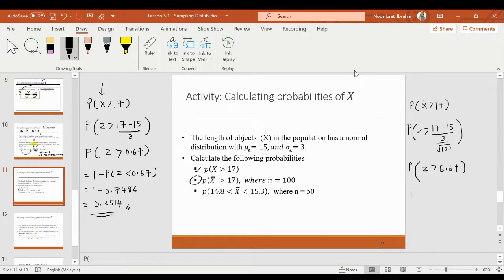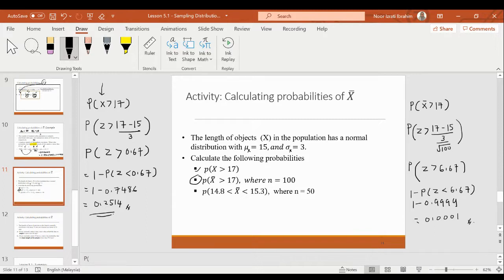Okay, again, this one will be equal to 1 minus the probability when Z is less than 6.67. For 6.67, we don't have it in the table, but for values greater than 3.49, we should take 0.9999. So 1 minus 0.9999 will be 0.0001. That is for the second question.